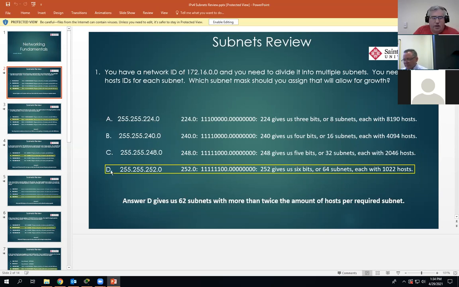In this case, answer D will give us 62 subnets with almost twice the amount of hosts required per subnet. So 1,022 hosts is what we get with this subnet mask. These others would be appropriate as well, but wouldn't give you the proper number of hosts, the closest number to that 600 that we're looking for. So that's the reason why you wouldn't go with these.